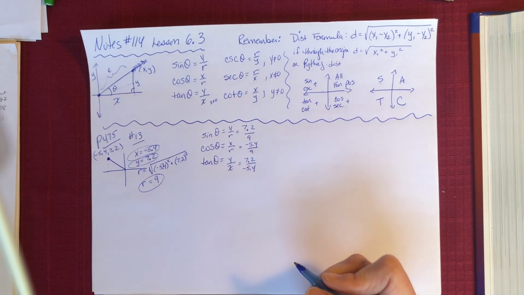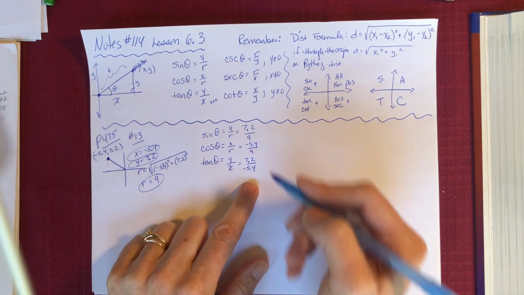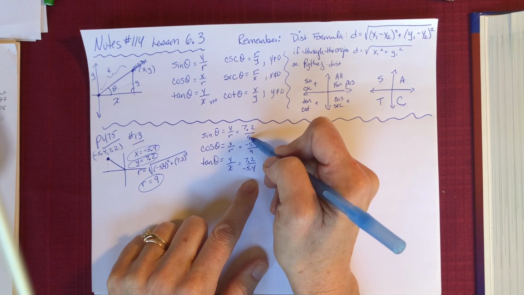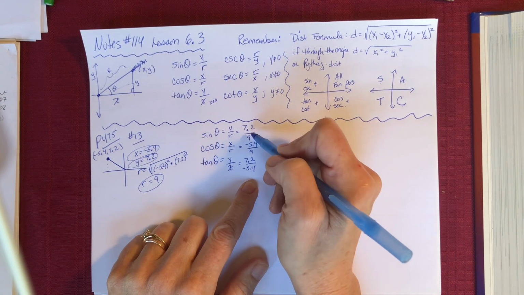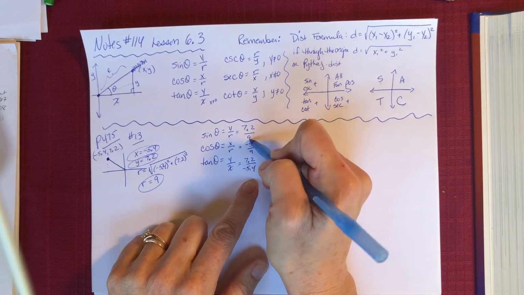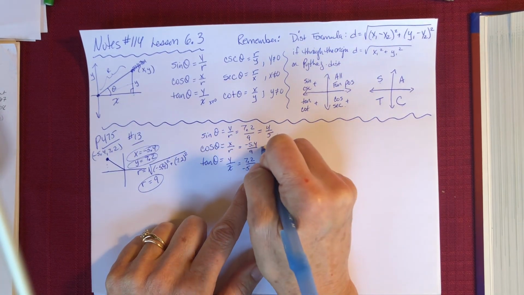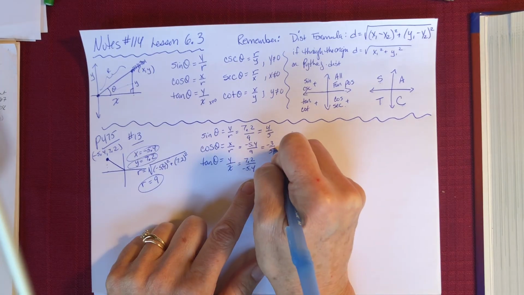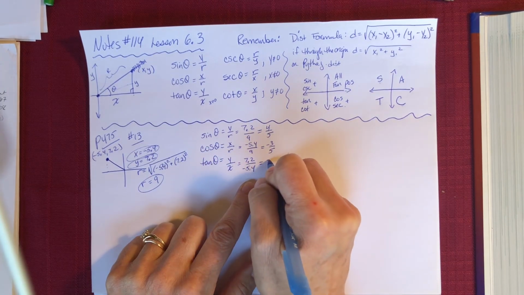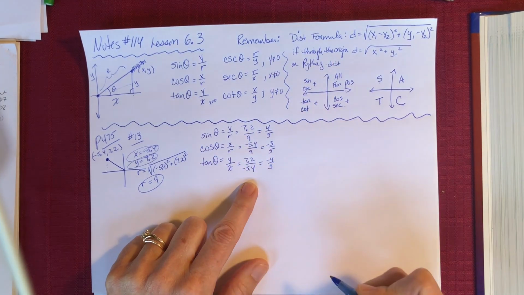Suppose you're here quarantined and you do not have your calculators. You know this 7.2 over 9 is the same thing as 72 over 90, which reduces to 4/5. This reduces to negative 3/5. And over here, this reduces to negative 4/3.